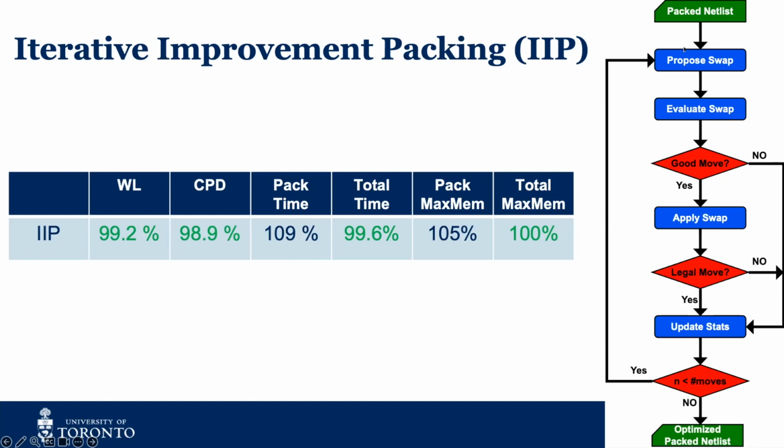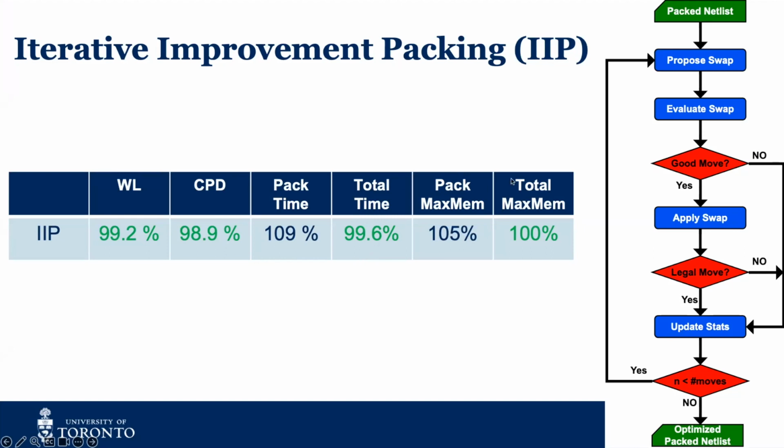And by applying these techniques and using multi-threading to reduce its runtime overhead, we were able to optimize the wire length by almost 1% and the critical path delay by 1%. And although we increased the overall pack time by 9%, because now we are adding one more stage after the initial packing is done, the overall flow runtime, which includes packing, placement, and routing, was slightly reduced, because now the quality of the packed netlist increased.